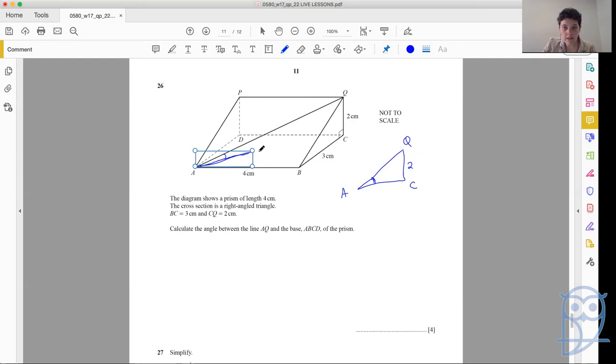So if we draw AC across there, we can see we had a square base. So that's a right angle. So we have got 3, 4, right angle, hypotenuse. So we know that AC squared equals 4 squared plus 3 squared. So AC squared equals 25, 16 plus 9. So AC equals 5. So now we can go to this triangle and say AC equals 5.